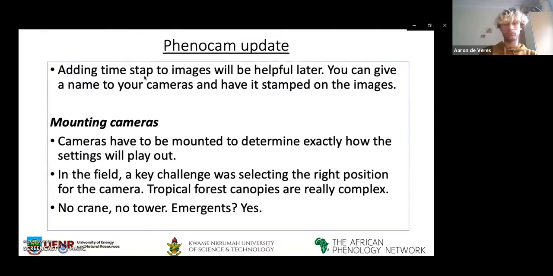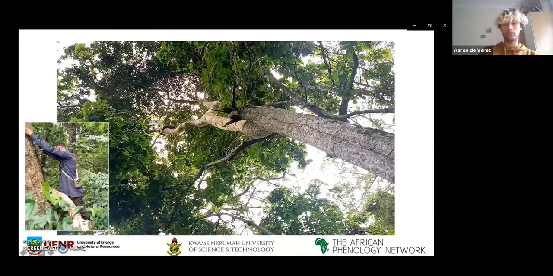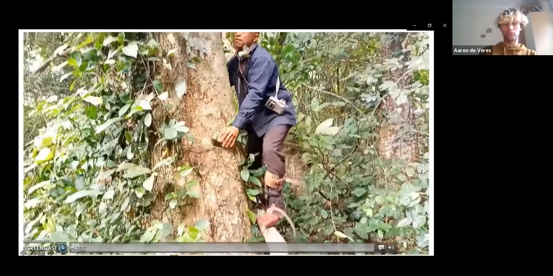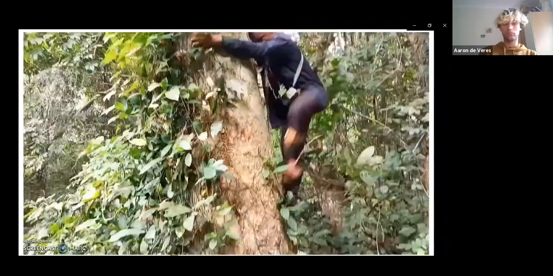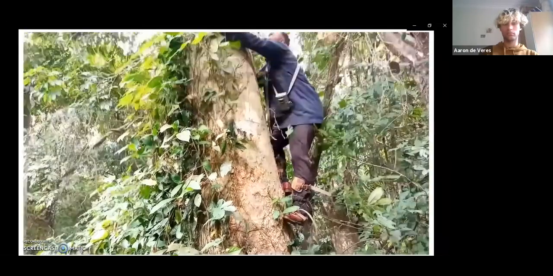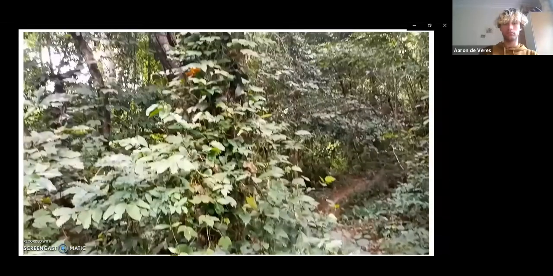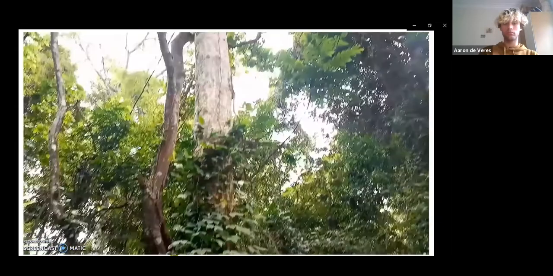Our tree climber could not climb those ones. So we had to look for the right kind of tree, and then try and position the camera at a branch that is not obscured, right? No leaves blocking the view. And so our tree climber here, Anthony, had a camera strapped to him, and he had to climb up here and mount the camera over there on the emergent. Here he had to get there before turning it on and then hanging the camera. But it can be tricky.